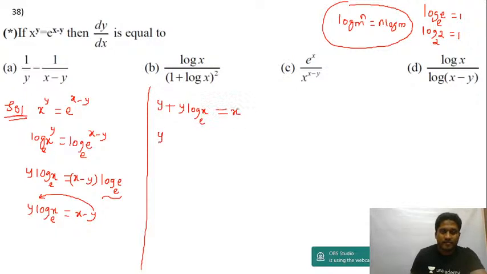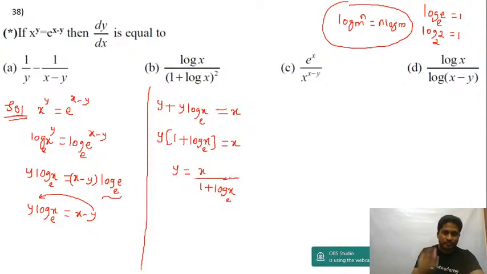I'm going to take y common. You will get y into 1 plus log x is equal to x. So this becomes y is equal to x divided by 1 plus log x. This is y as a function of x.